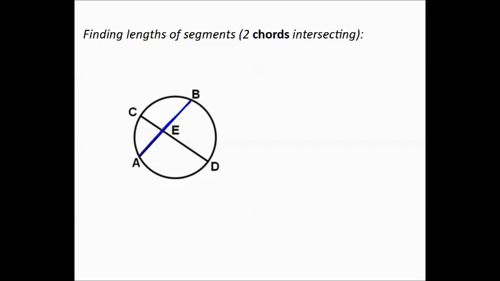Now, here's a chord from A to B. Here's another chord from C to D. When we want to find the lengths of any segments of these chords, or the entire chord, we use the formula that goes like this. AE, segment AE from A to E, times segment BE, so the other piece of this segment. So this part and this part multiplied to each other will equal, from the other chord, this part from C to E multiplied by this part from D to E.